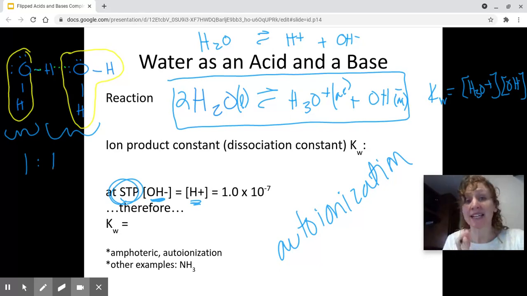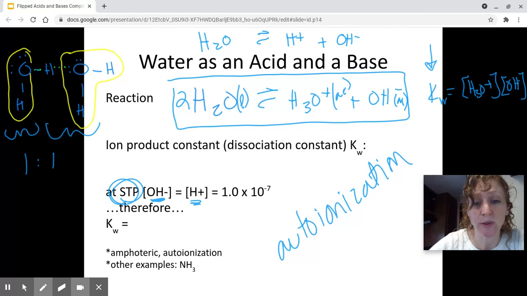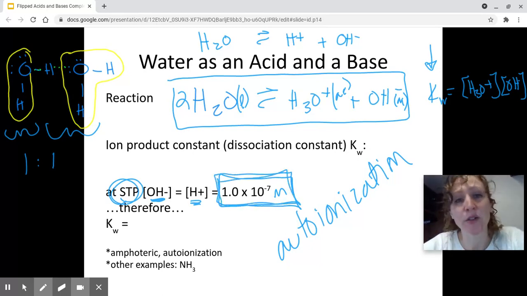And at STP, there is a specific K. So you can actually go look that up. What's the KW of water at STP? That's a known constant value of K. Now, we don't have to go look it up because we can figure it out, because I'm going to tell you that at STP, the concentration of hydroxide is equal to the concentration of the hydronium ion, and those concentrations are equal to 1.0 times 10 to the negative 7th molar. So automatically you can see that this doesn't happen to an appreciable amount, right?